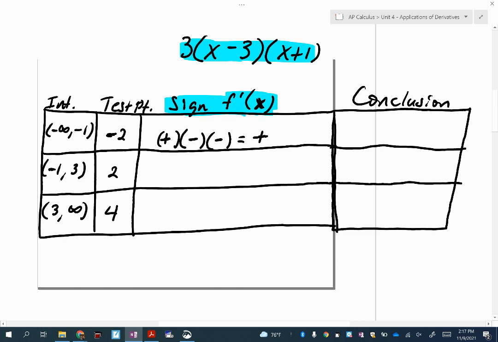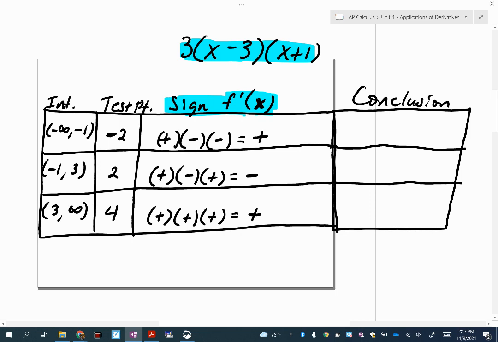Same thing for +2. The 3 is a positive, 2 minus 3 is a negative, and then 2 plus 1 is a positive. So a positive times a positive is a negative. If you're having trouble with this, I think the easiest way is just to count the number of negatives. If you see an even number of negatives, you know it's a positive. If you see an odd number of negatives, you know it's a negative. Finally, the last one I'm testing, that 3 in front is a positive, 4 minus 3 is a positive, and 4 plus 1 is a positive.